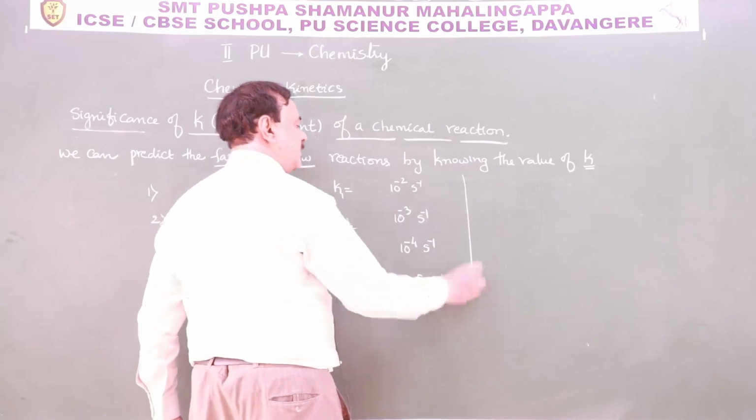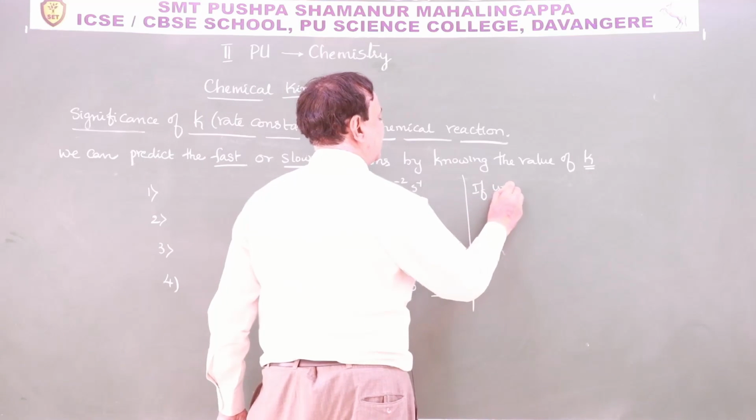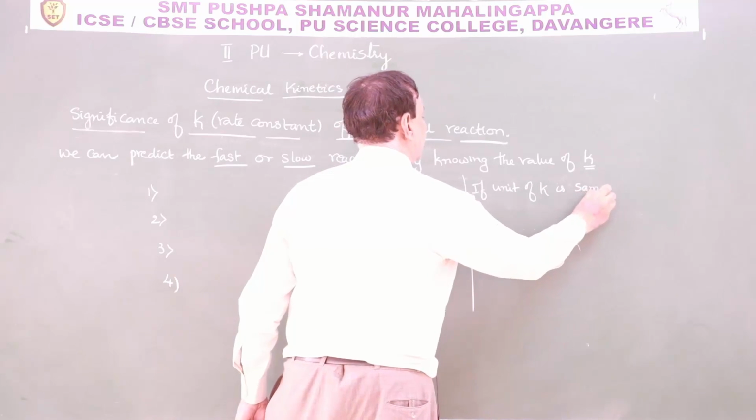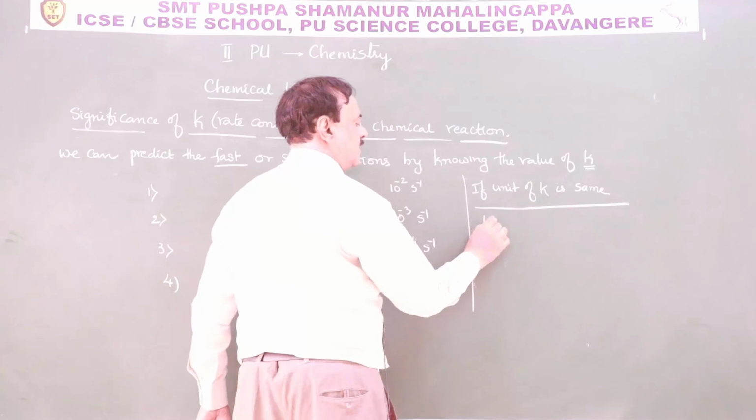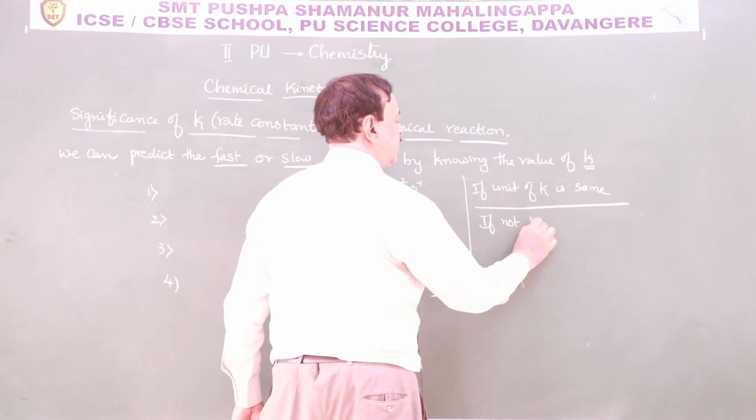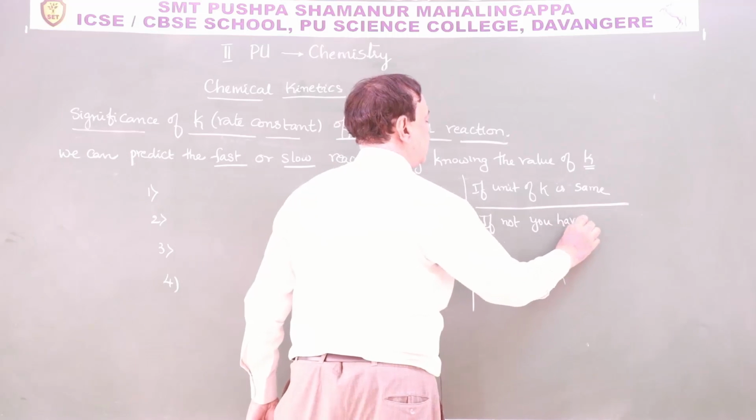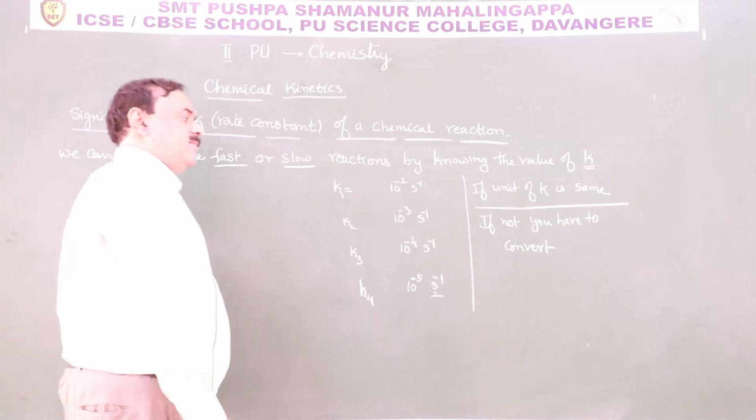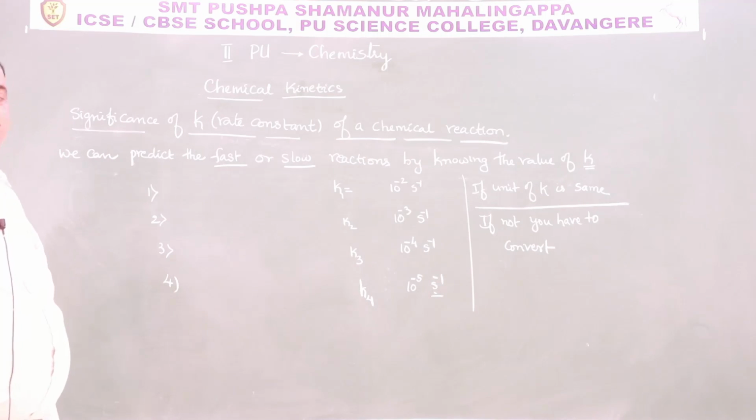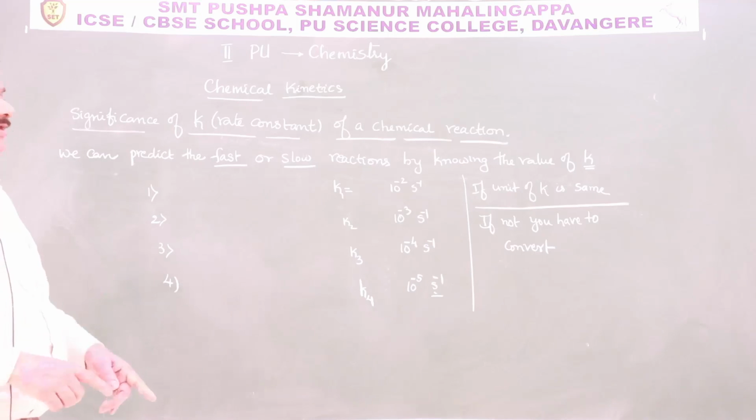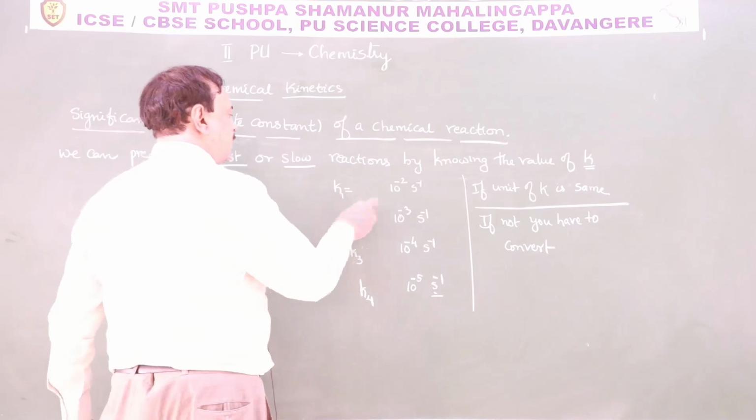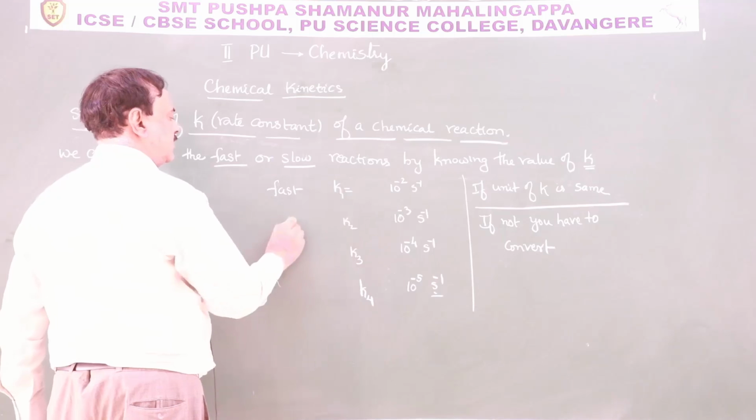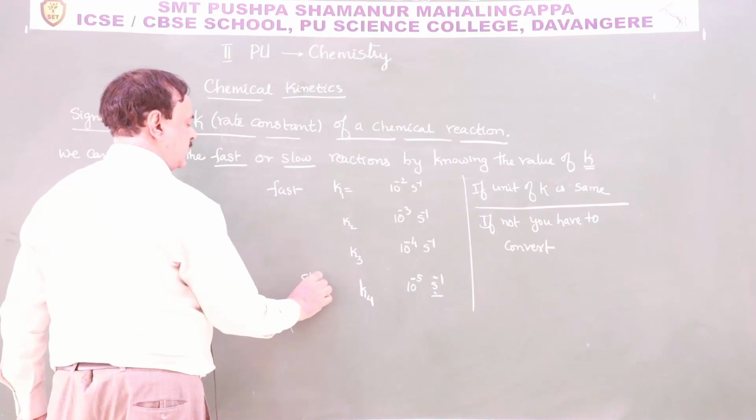If the unit of K is same, fine. If not, you have to convert. One is in terms of second, another is in terms of minute, another is in terms of the hour. Then you can convert all these into the same unit. Then suppose this is a fast chemical reaction, because the K value is a bigger value. That is the slowest chemical reaction.